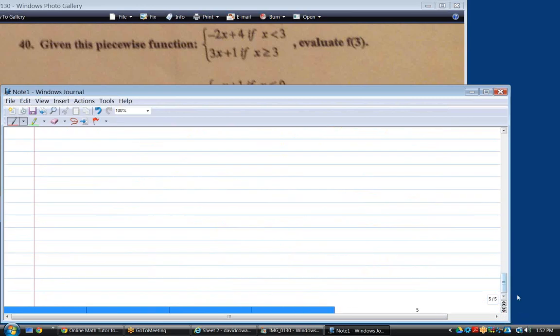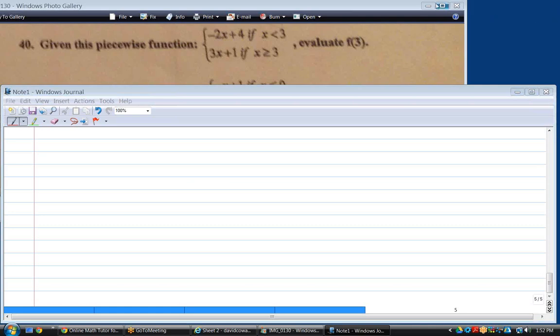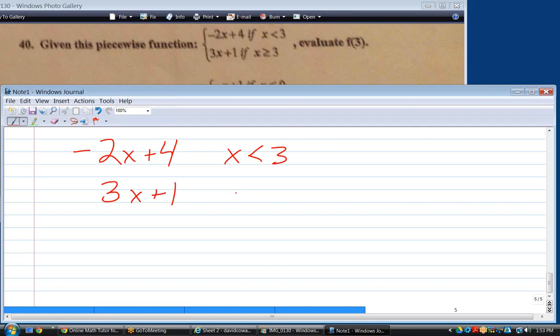Piecewise functions. 40. These look very complicated. They're not as complicated as they look. The best suggestion that I can come up with for analyzing piecewise functions is to always start on the right side.